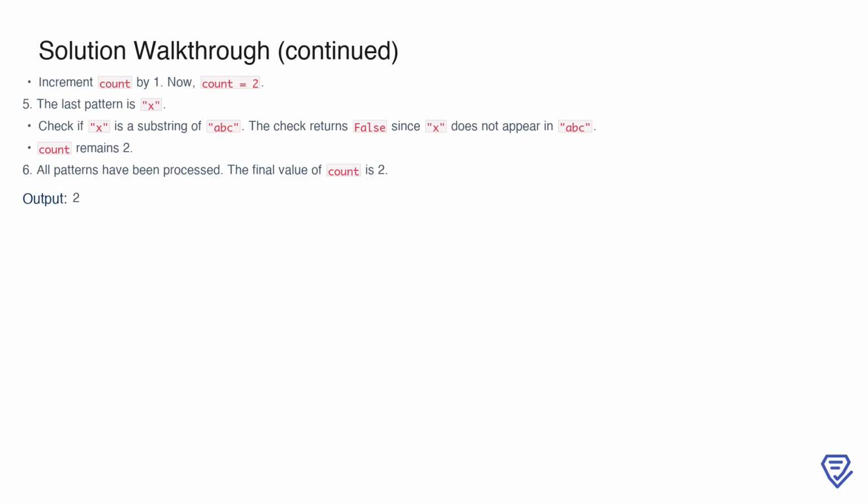The final pattern to check is X. Since X does not appear in ABC, the check returns false, and count remains 2. After processing all patterns, the final value of count is 2. The output for this example is 2, as 2 of the patterns, A and UB, appear as substrings of the word, while the other 2 patterns, Z and X, do not.